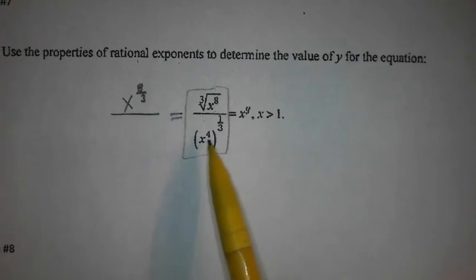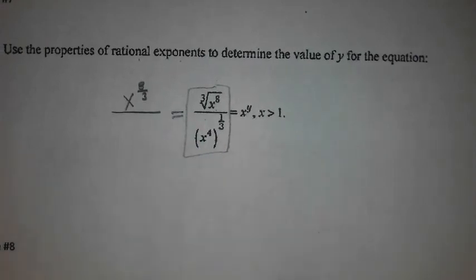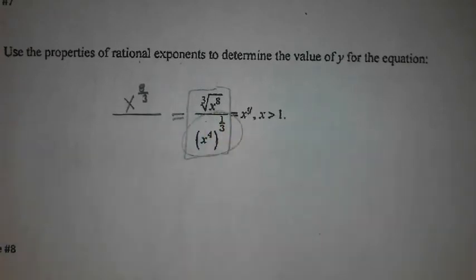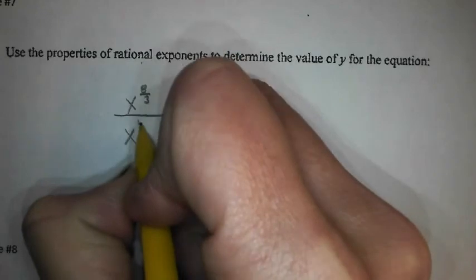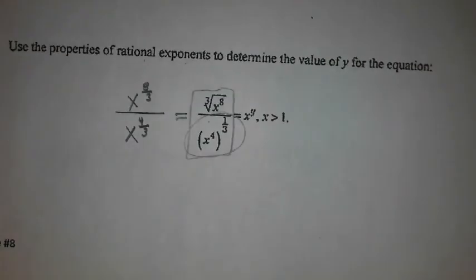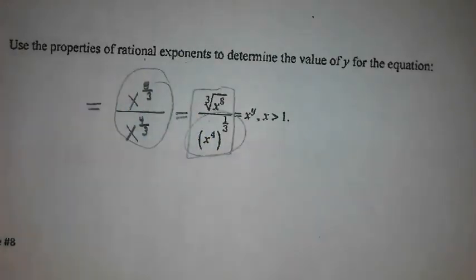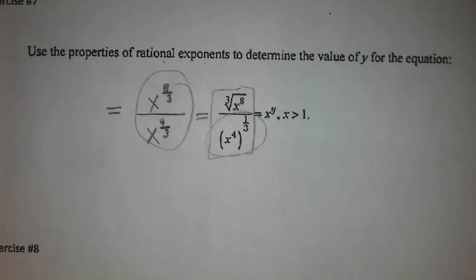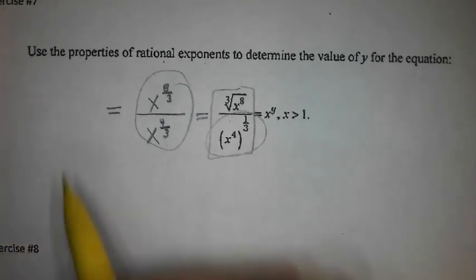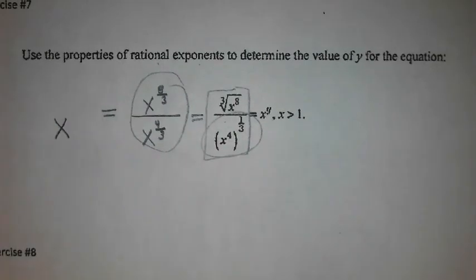Which rule is it, is it a common base rule? Is it a power to power rule? Is it a negative exponent rule? In the denominator, what rule are we even talking about? Power to power. And when you do power to power, you do what with the exponents? Multiply. 4 times 1/3 is how many thirds? 4/3. Now what exponent rule should we be applying? Common base division means subtract your exponents. Keep the same base of x. What's 8/3 minus 4/3? 4/3.